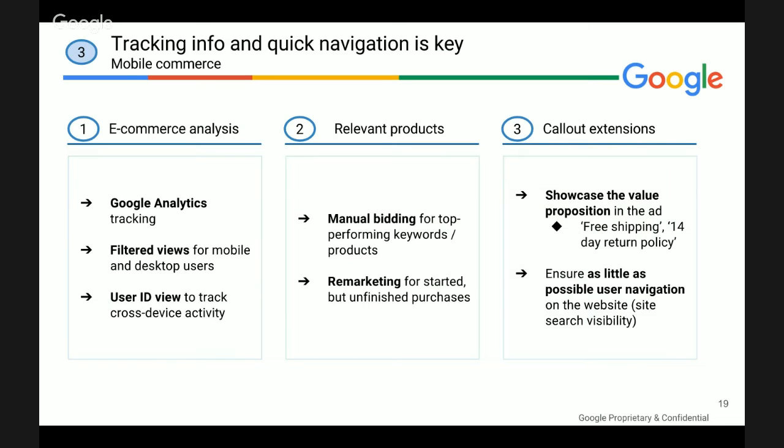The third thing is extensions, call-out extensions that allow advertisers to showcase the value proposition. So let's say you have an e-commerce store and you have free shipping. Put it as a call-out extension, because then people don't have to navigate through the website, and then they know that this advertiser is different from the other one, and that he gives us a different value proposition.